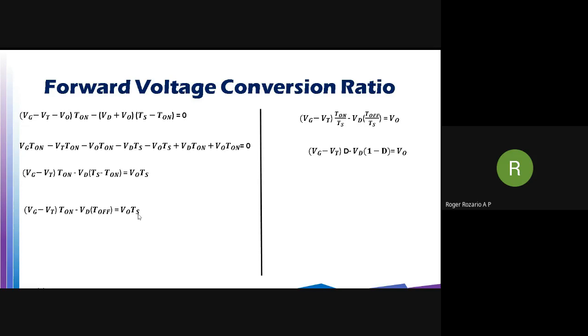So this Ts minus Ton can be written as, if you take Ts outside, Ts into 1 minus Ton by Ts. So I can write Toff as 1 minus D, into Vd. Our aim is to find out the forward voltage conversion ratio, which is V0 divided by Vg. So I will take Vg outside. Once you take Vg outside, the expression for the output voltage will become D into Vg multiplied by 1 minus Vt by Vg minus 1 minus D into Vd by D Vg.